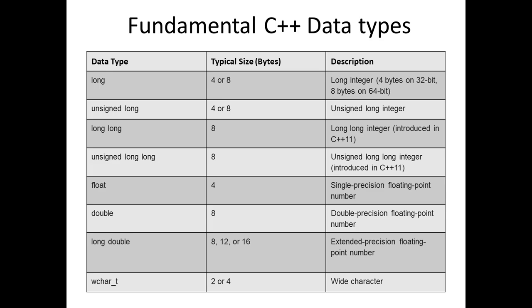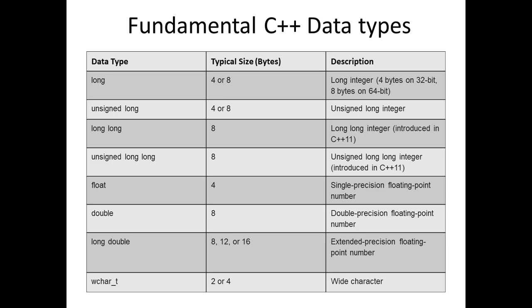We have long long, another one introduced in C++11. Long is a minimum of 8 bytes. Then we have unsigned long. It's also 8 bytes. Unsigned can only handle positive numbers.